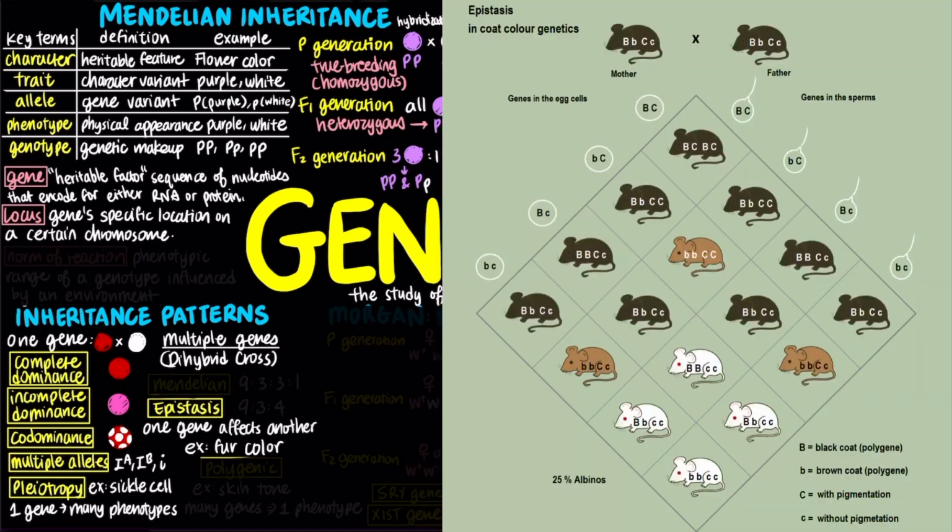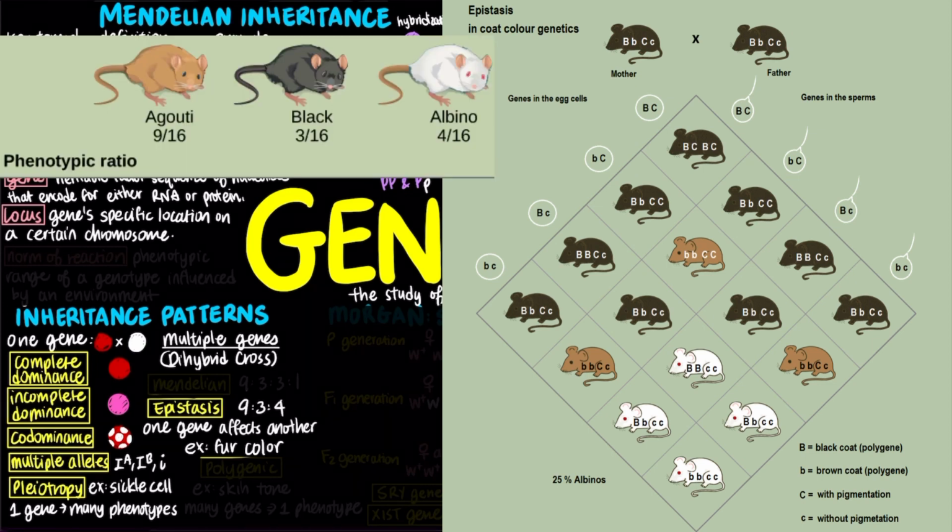For example, in mice and many other mammals, coat color depends on 2 genes. One gene determines the pigment color, with alleles capital B for black and lowercase b for brown. The other gene determines whether the pigment will be deposited in the hair, with allele capital C for color and lowercase c for no color. Epistasis leads to a phenotypic ratio of 9:3:4 in the F2 generation of a dihybrid cross, which is different from the 9:3:3:1 ratio of a typical Mendelian dihybrid cross.